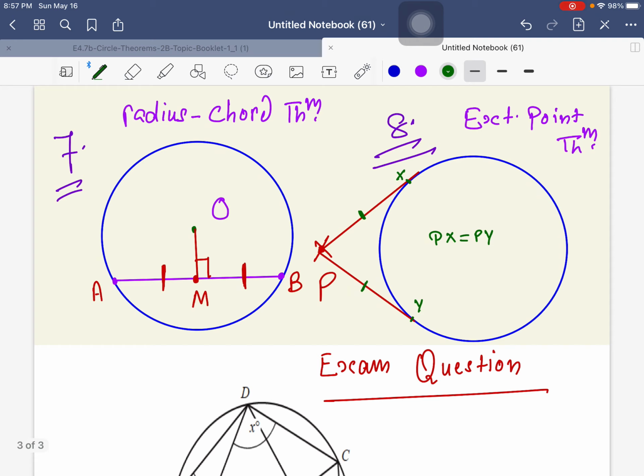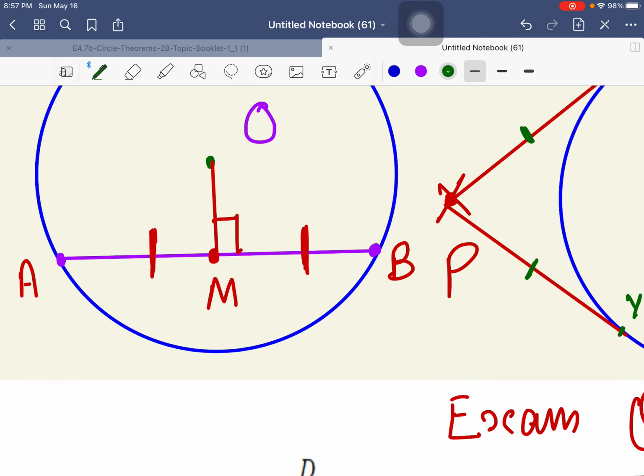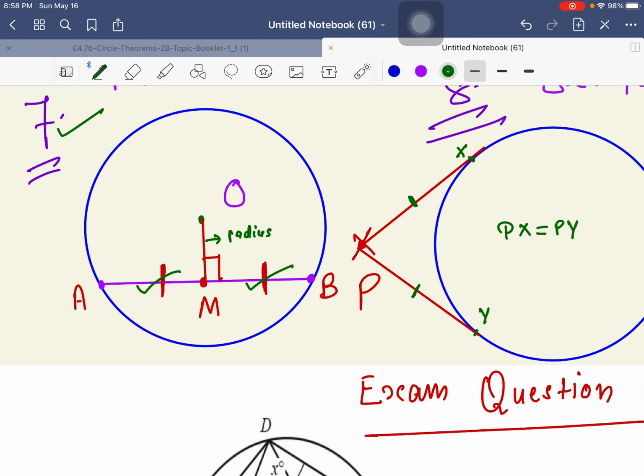Number 7, radius chord theorem. This theorem states that a radius which is perpendicular to a chord, in this case this is the radius, will bisect the chord, meaning it will divide the chord into equal halves. This AM and MB are equal. Or you can say that if a radius bisects the chord, touching the chord at the midpoint, then it is always perpendicular to the chord. The other way around. That's called the radius chord theorem.